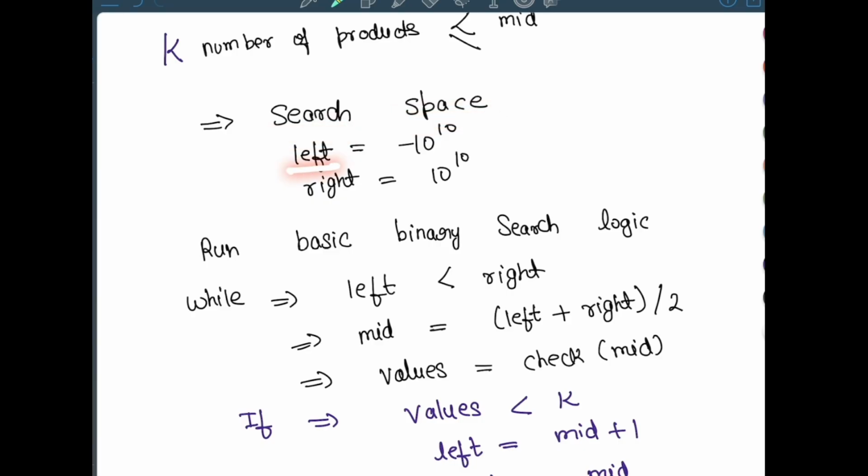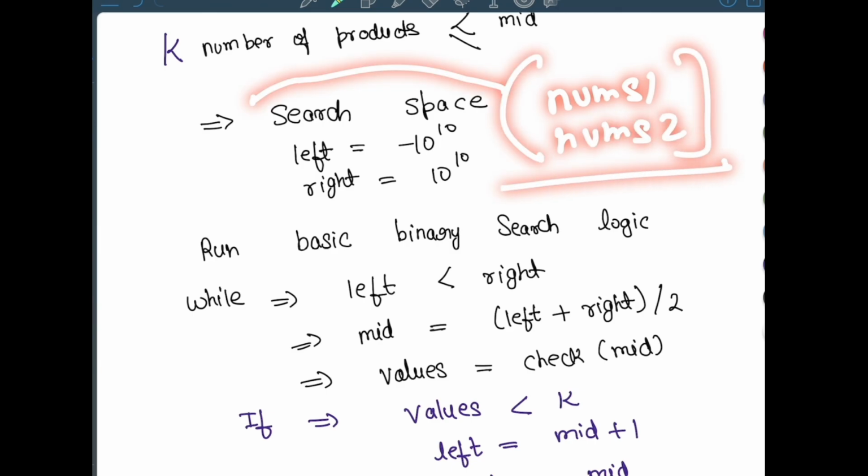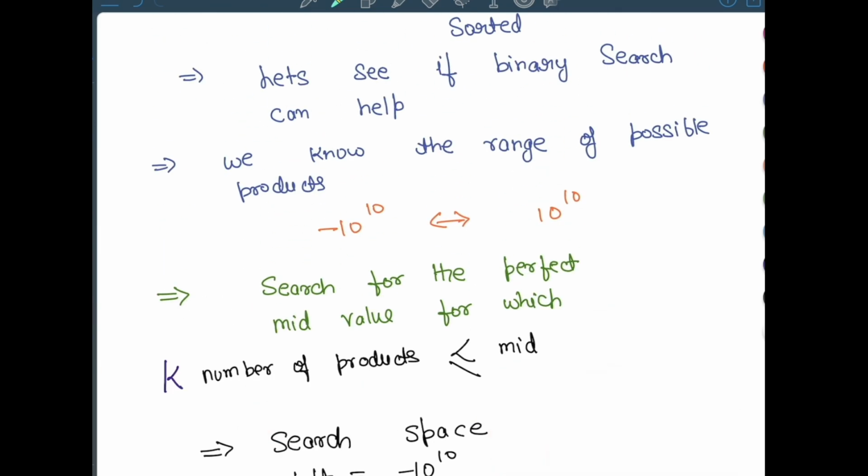The left value, the lowest value, is -10 to the power 10. The right value, the highest, is 10 to the power 10. We have a range, right? We can just run a basic binary search logic to find our answer. And you might be confused that the nums1 array and nums2 array are sorted, but we are not trying to do the binary search there. We are trying to do the binary search in this range.